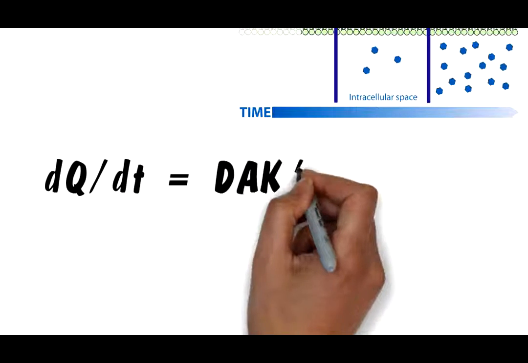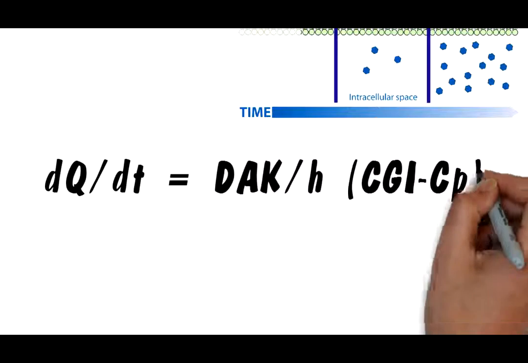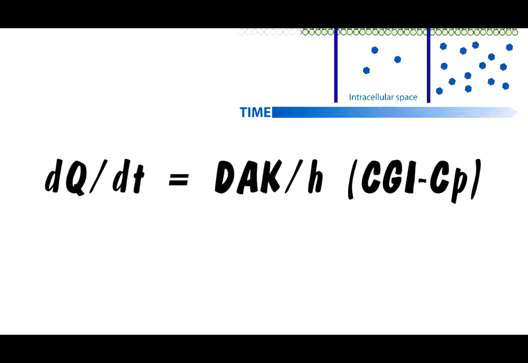According to Fick's law of diffusion, dQ/dt is equal to D A K / h into (C_GI minus C_P). Here dQ/dt is the rate of diffusion, D represents the diffusion coefficient, A is the surface area, K is the lipid water partition coefficient, h is the thickness of the membrane, C_GI means the concentration of the drug in the gastrointestinal tract, and C_P means the concentration of drug in the plasma.